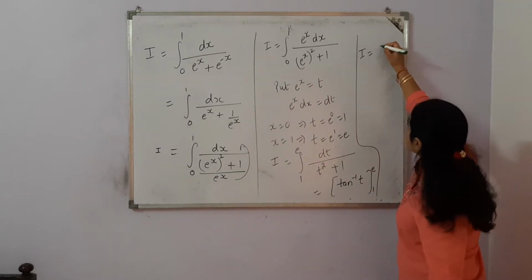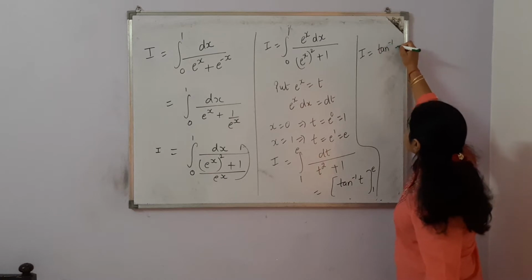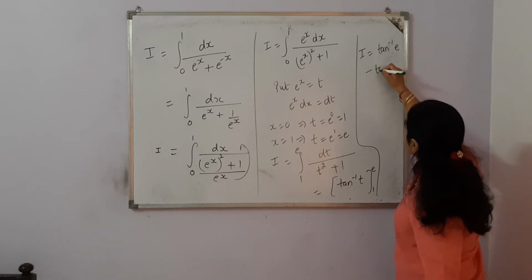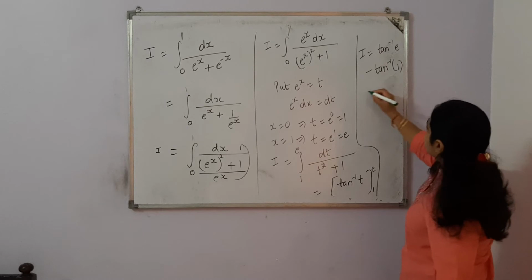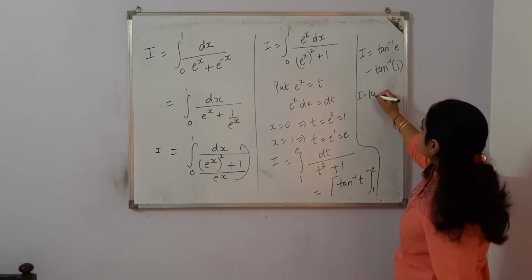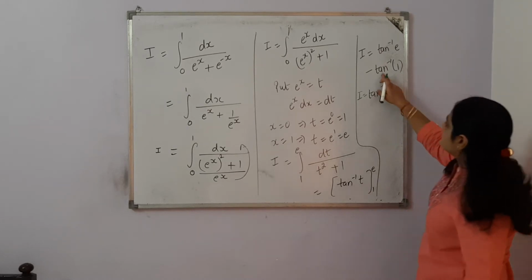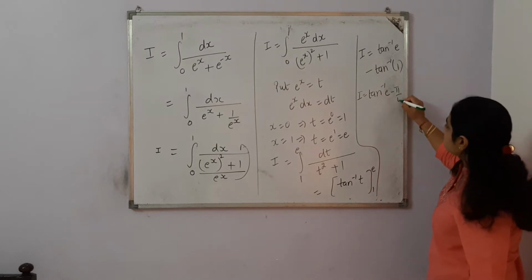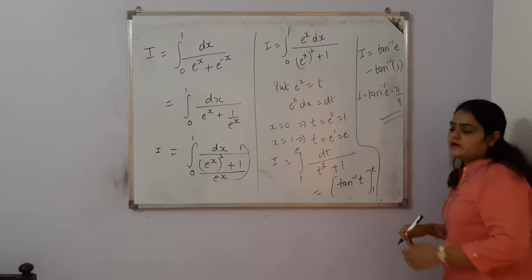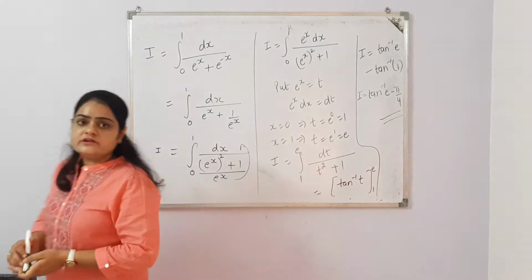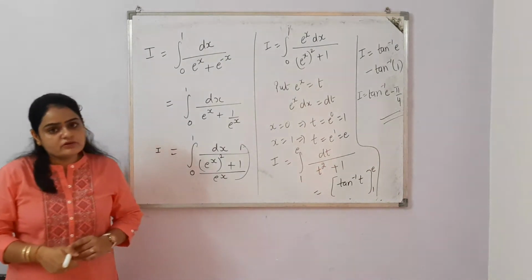I is equal to upper limit minus lower limit. Tan inverse e minus tan inverse 1, we know that it is... This is your answer of this integral. Hope the question is clear. Let's do another question.